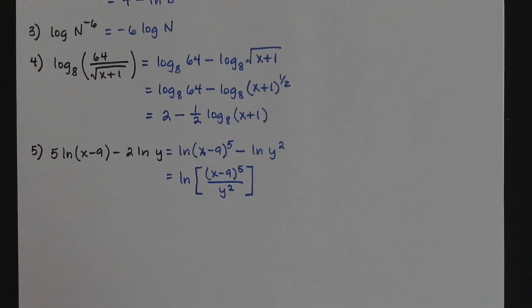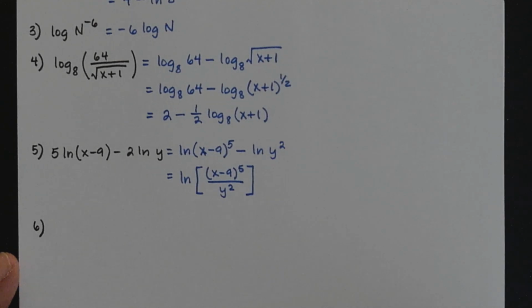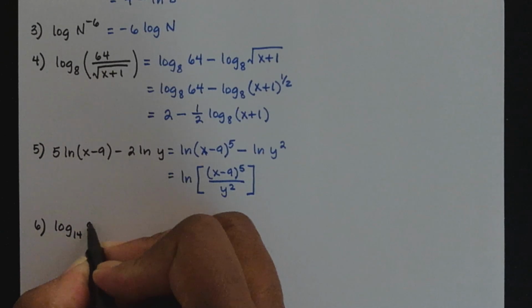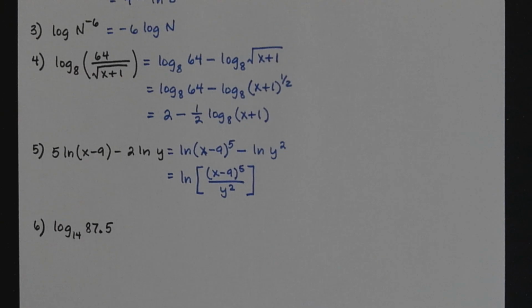All right, number 6. Here we're going to use common logarithms or natural logarithms and a calculator to evaluate log to the base 14 of 87.5 to 4 decimal places. In this case, we're going to use the change of base property. If you recall, the change of base property is this: you can write this as the log of the argument itself divided by the log of the subscript, or ln of the argument divided by ln of that subscript for this logarithm.